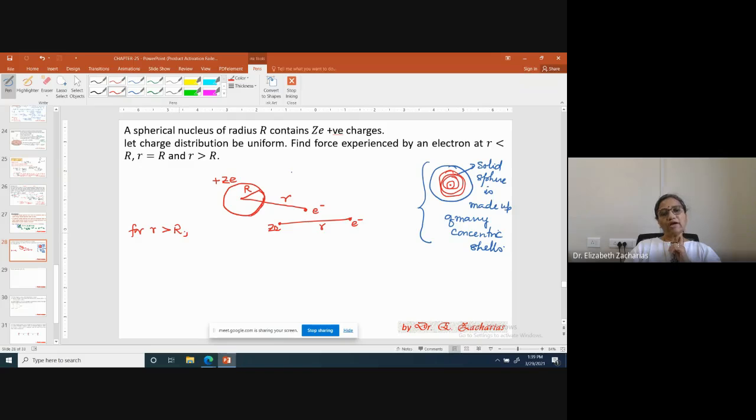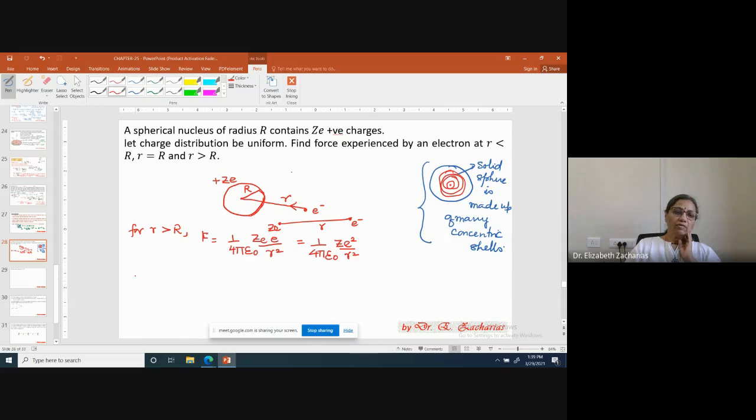So therefore, for r greater than capital R, what will be the force? You just apply your Coulomb's law straight away. So what will it be? 1 by 4 pi epsilon naught Ze into charge of the electron divided by r square. Or I will say it is 1 by 4 pi epsilon naught Ze square by r square. And it is going to be an attractive force. So we can put an arrow here and say it is an attractive force.